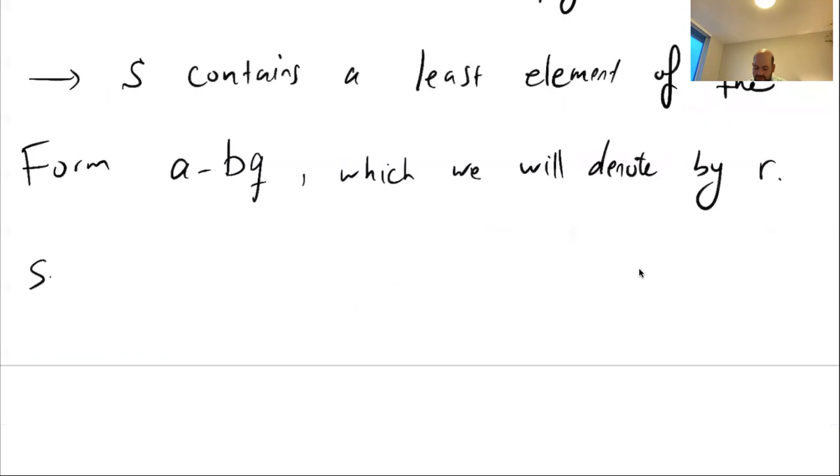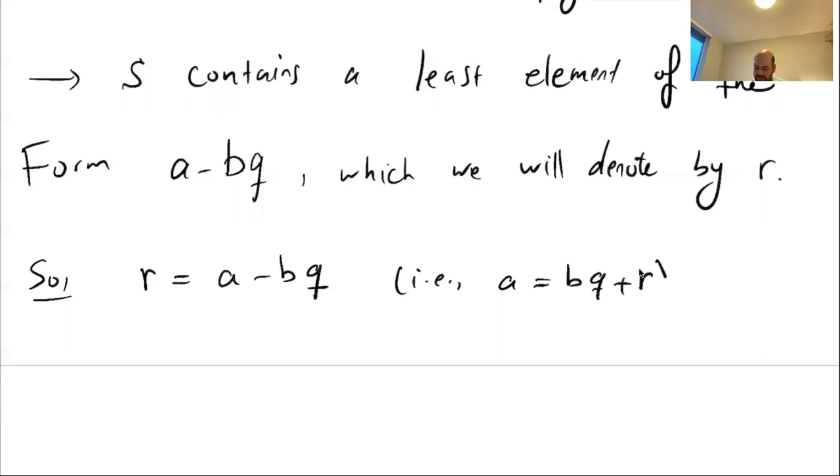Okay, so what can we say? So we can say R equals A minus BQ, i.e. A equals BQ plus R, right? And what else do I know about R? R is bigger than or equal to 0, right?